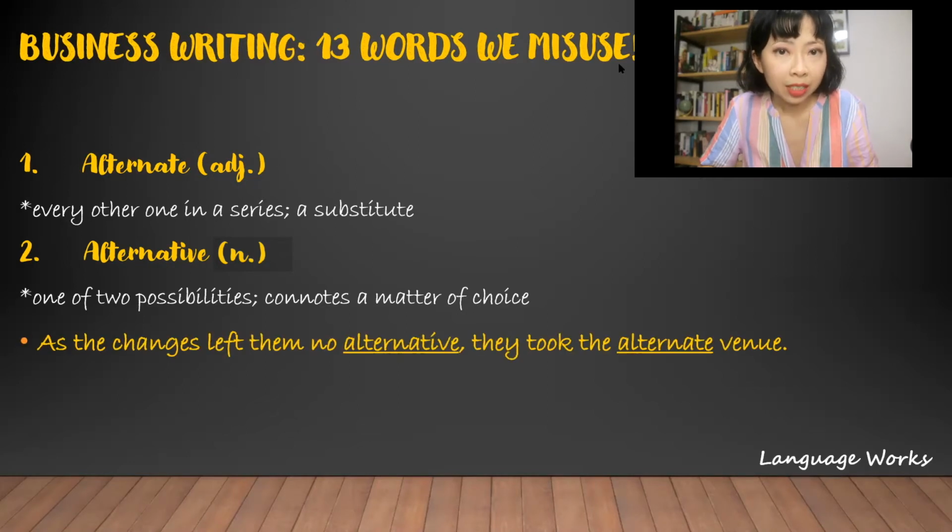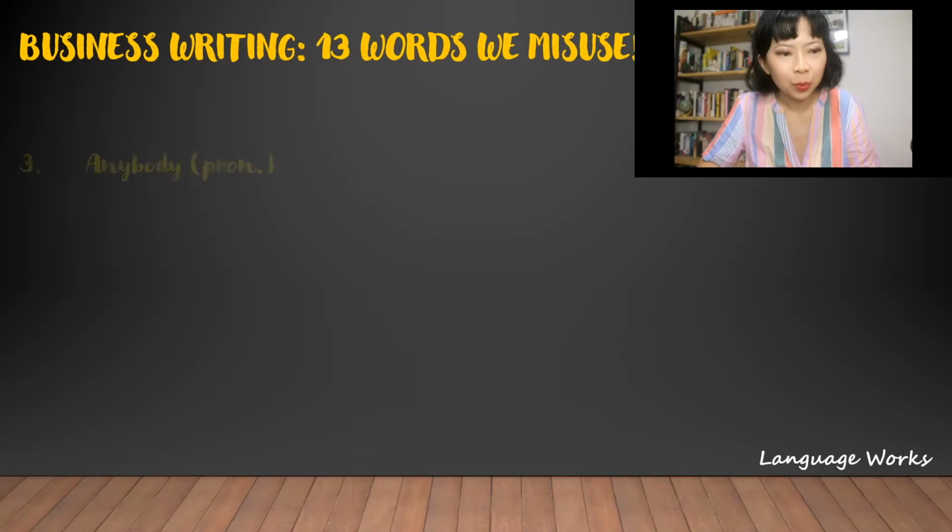An example sentence: as the changes left them no alternative, they took the alternate venue. So you can also substitute the words underlined by writing or thinking, as the changes left them no choice, they took the substitute venue. I like that we are able to put them in one sentence here. Let's move on to the next one.